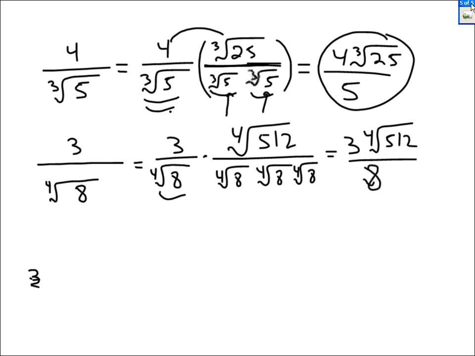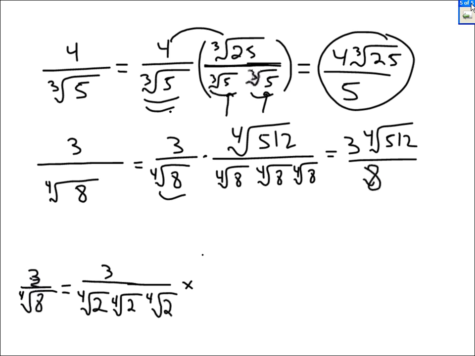Now, if instead we realized that 8 is 2 times 2 times 2, this is the 4th root of 2 times the 4th root of 2 times the 4th root of 2. I want to multiply that by 1. Well, I need the 4th root of 2 4 times. I have it 3 times. I need it one more time.